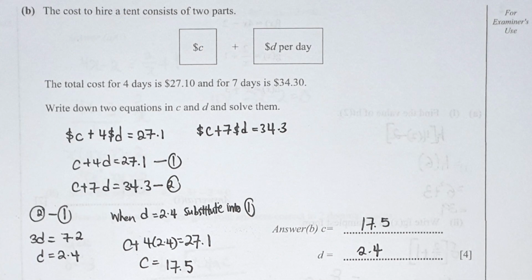So the first thing to take note of for section B is that C is a fixed cost. So D depends on how many days there are. So C plus 4 days, which is 4D, equals 27.1. And the other one, which is C plus 7D, equals 34.3. So I'm using the elimination method here, and we get the balance of 3D equals 7.2. So D is actually 2.4. By substituting D equals 2.4 into equation 1, you should get our result as 17.5 for C.